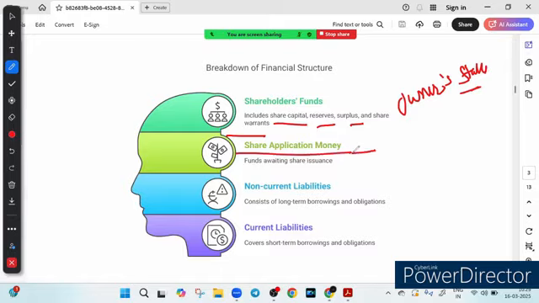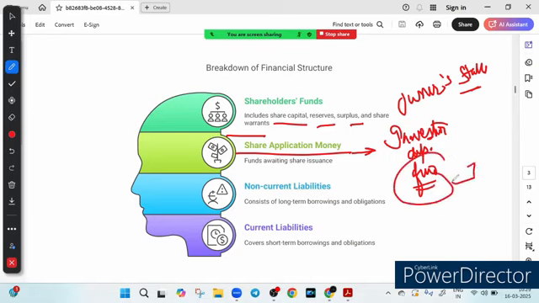Then the second part we have is the share application money. Before shares are officially issued, investors deposit funds, which are temporarily classified as share application money. This represents the commitment of potential shareholders before their ownership is finalized.